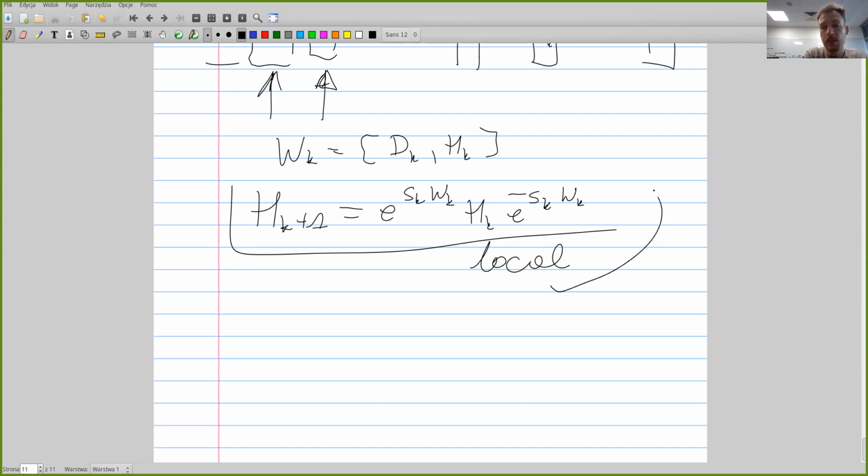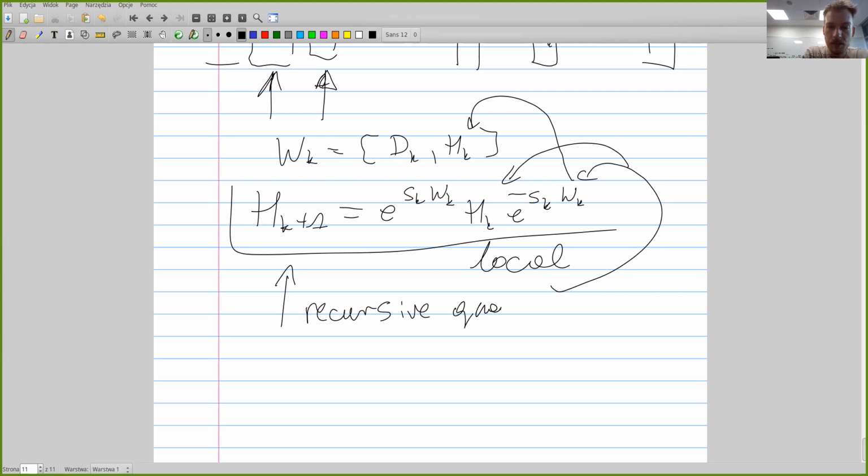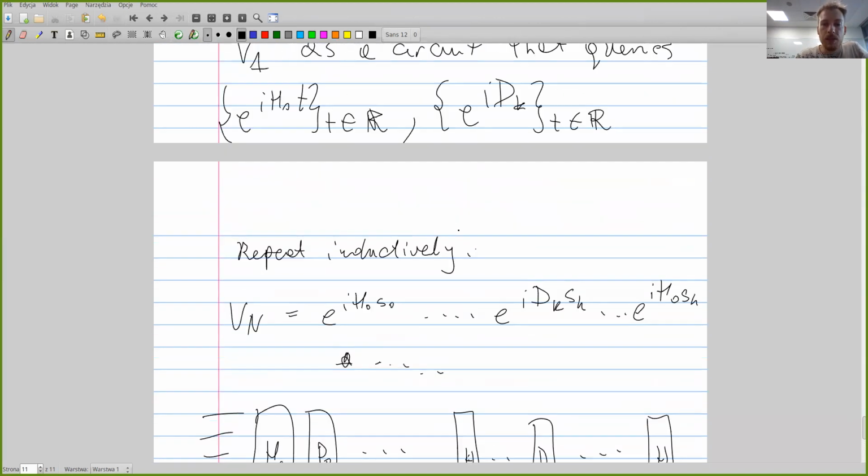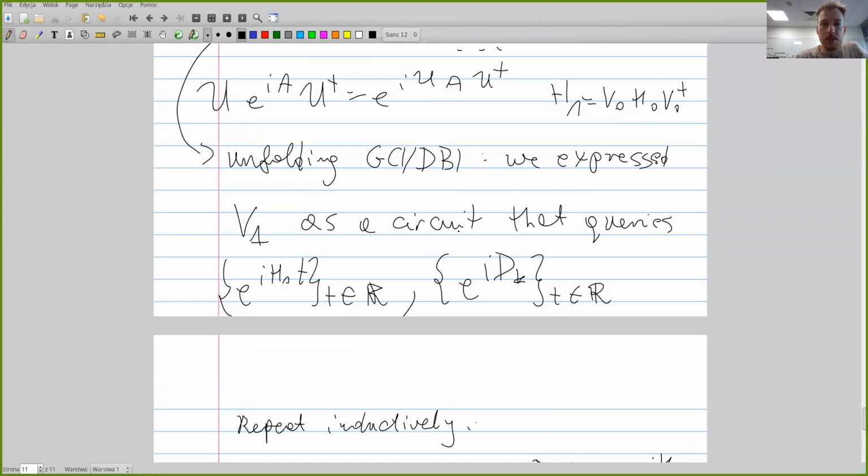But it's kind of folding into itself, because Wk is a function of Hk. And because of that, it's a recursive quantum algorithm. This is a recursive quantum algorithm, or in short, you can say this is a quantum recursion algorithm. And so you don't get access to those brackets. This access you need to build. So basically by this unfolding, I described in words how to build oracle access to the evolution under iH0.